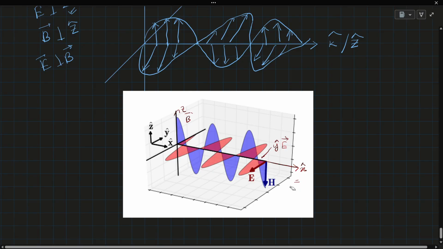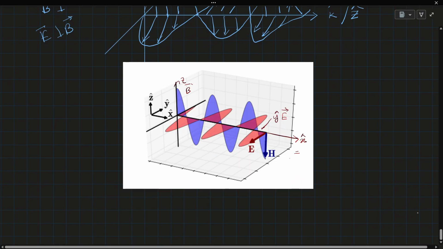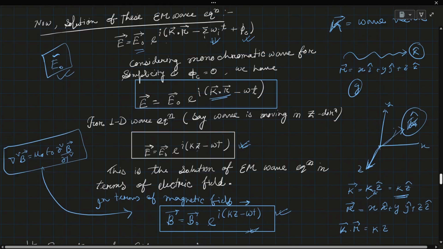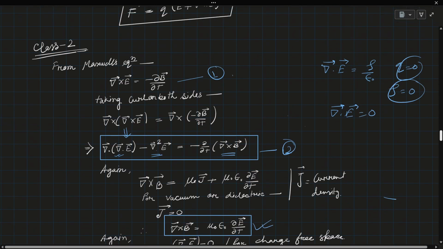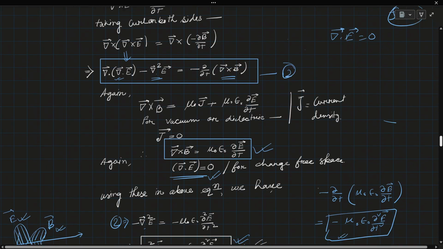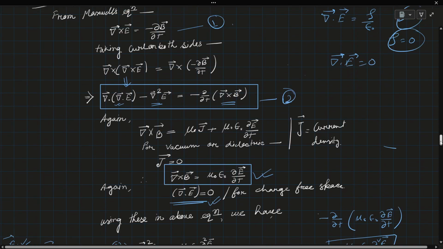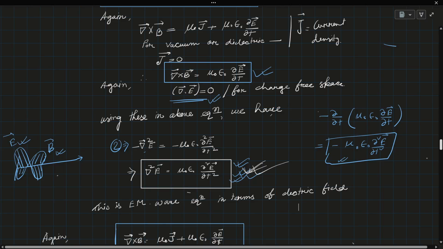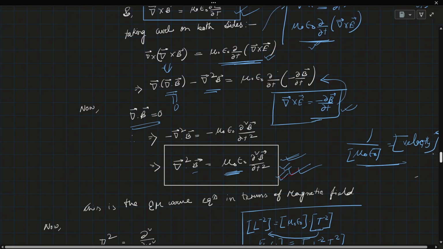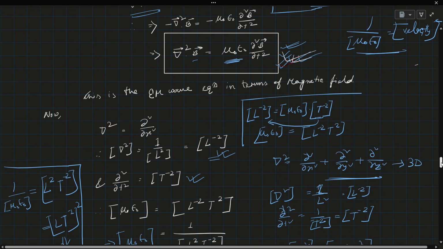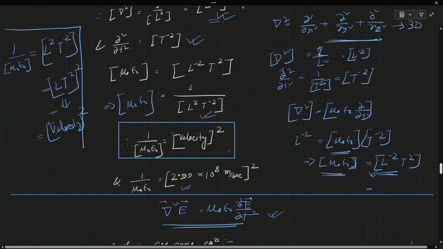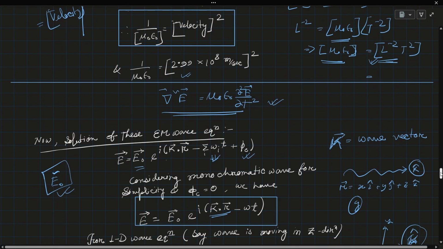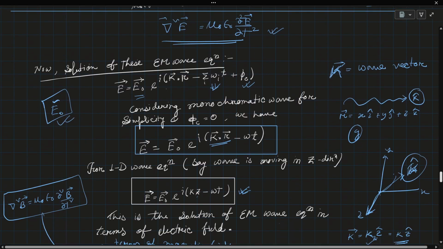So this is all for today. What have we learned today? We have learned how to find the electromagnetic wave equation from Maxwell's equations, one in terms of the electric field and the other in terms of the magnetic field. The dimension of mu naught epsilon naught is the dimension of velocity square. After that, we learned how to find the solution of the electromagnetic wave equation.